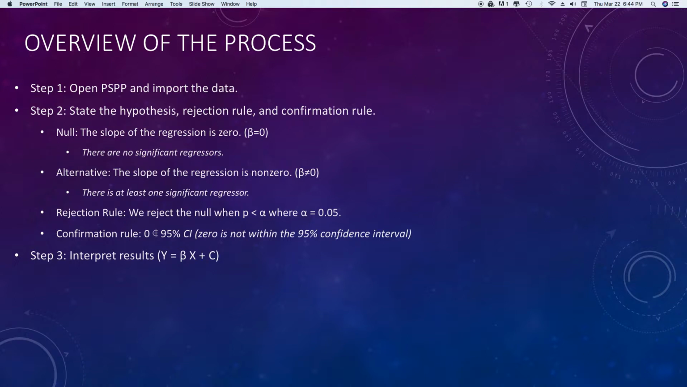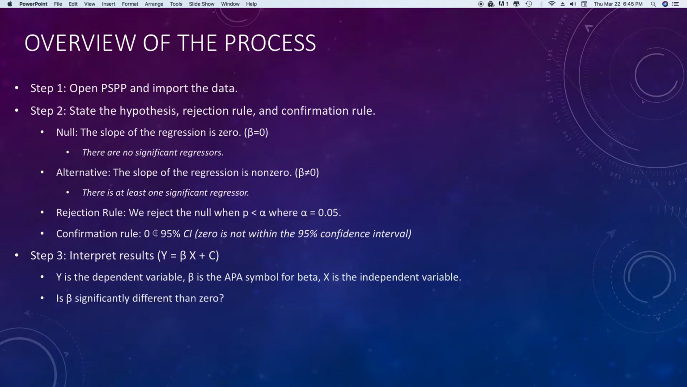That's the equation we'll be using, where y is the dependent variable, beta is the APA symbol for beta, and x is the independent variable. So the question that we're asking in each of these analyses is, is beta significantly different than 0? If yes, the regression is significant, and if not, then there are no significant regressors.